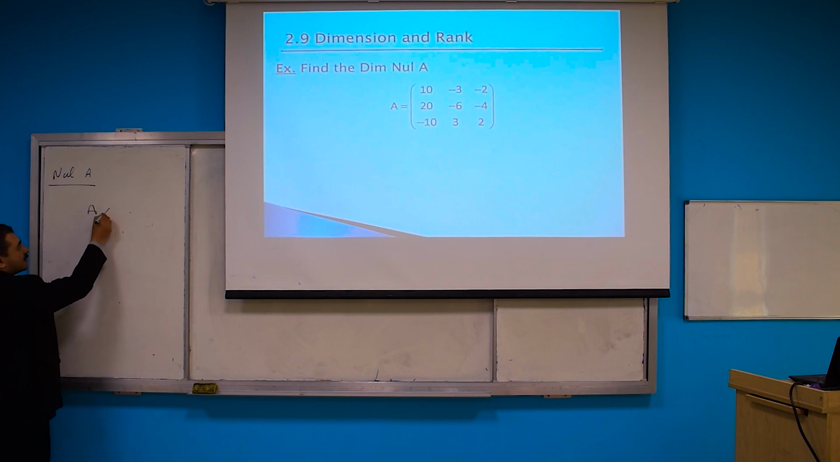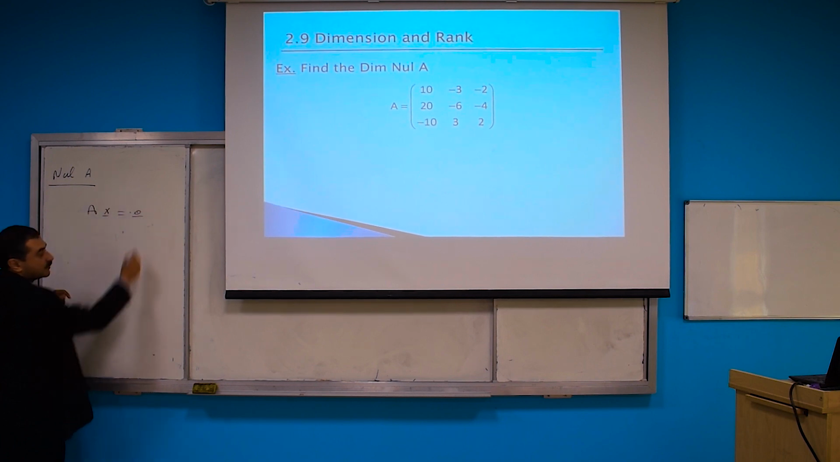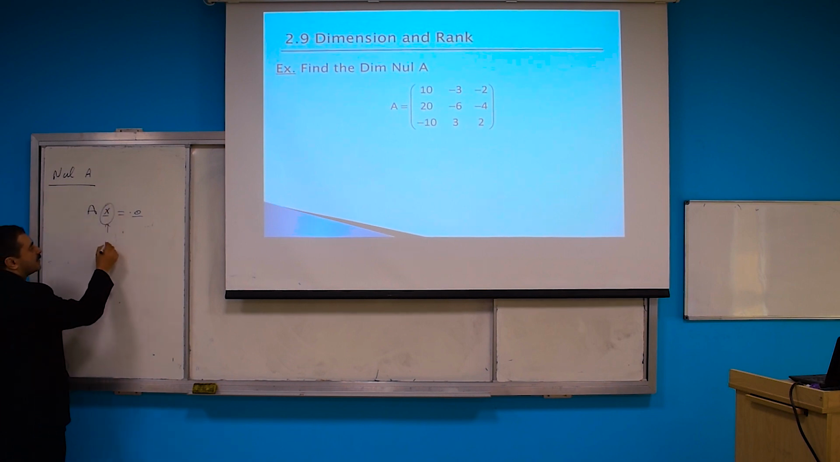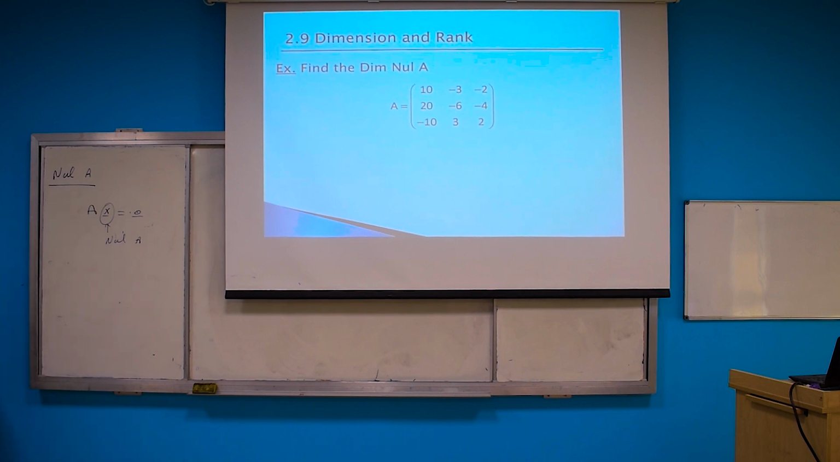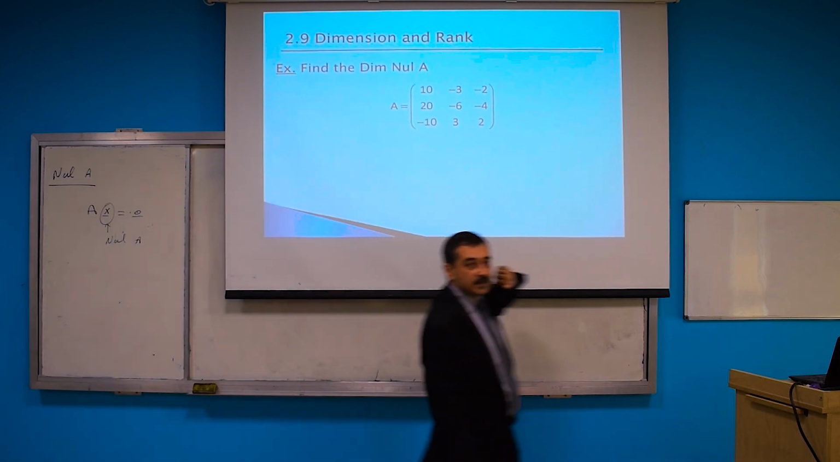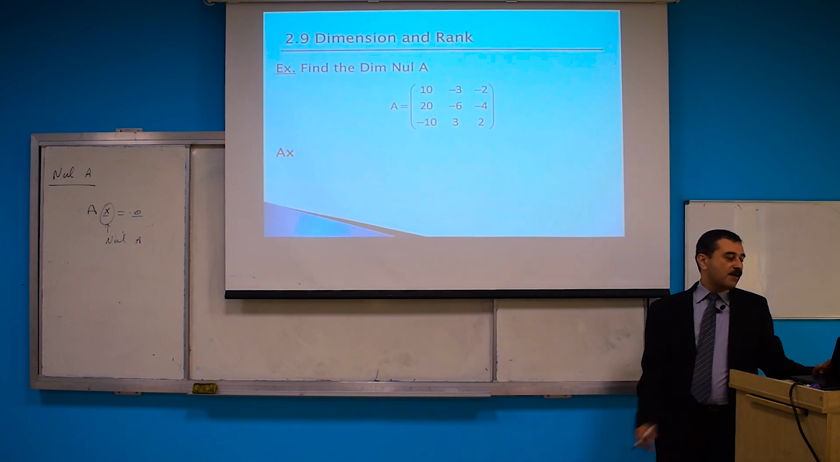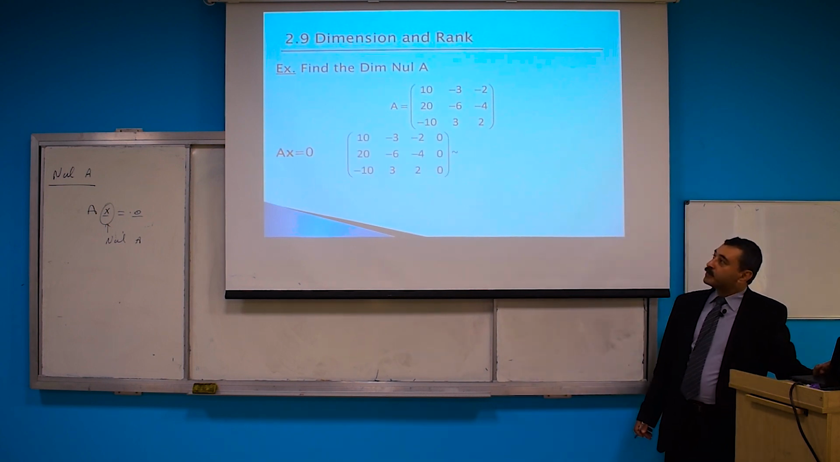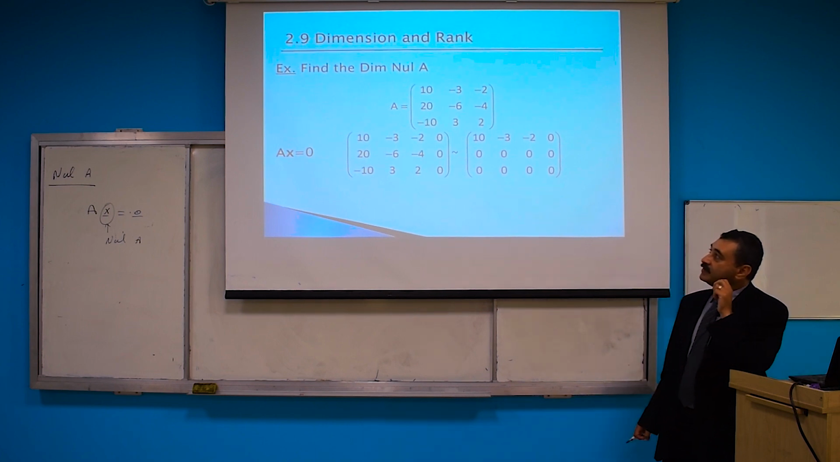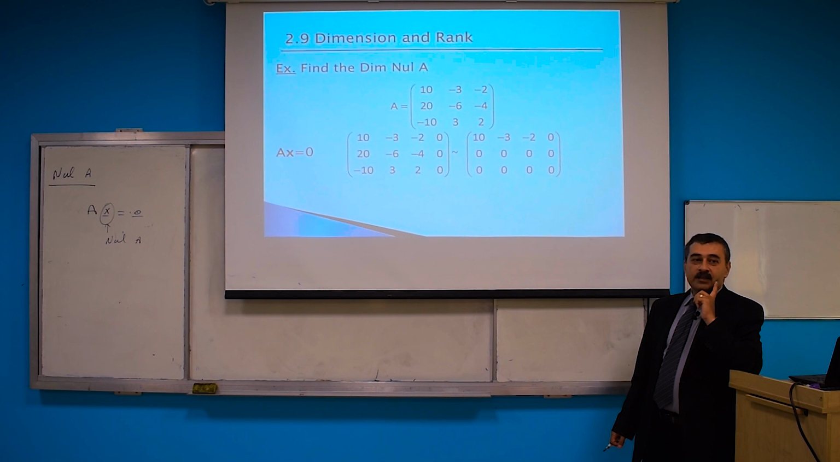All the vectors x that satisfy this equation are called the null space of the matrix. These guys are the null space of the matrix. So to get the null space of the matrix, you simply solve this problem: augment this with the 0 vector, and then reduce.